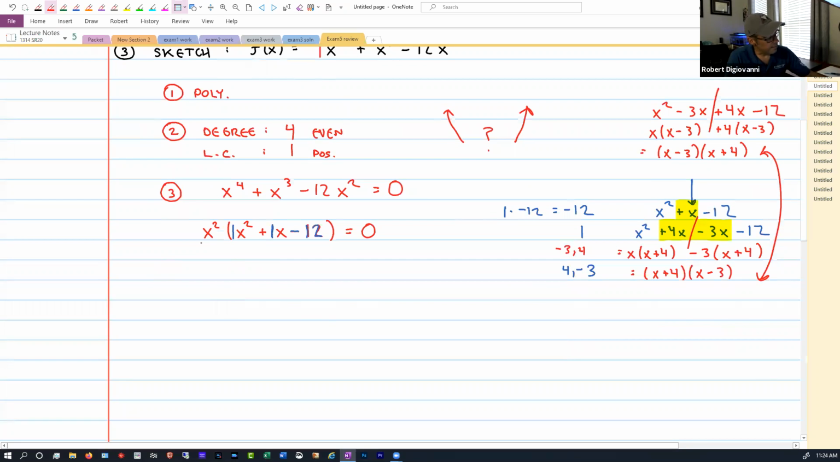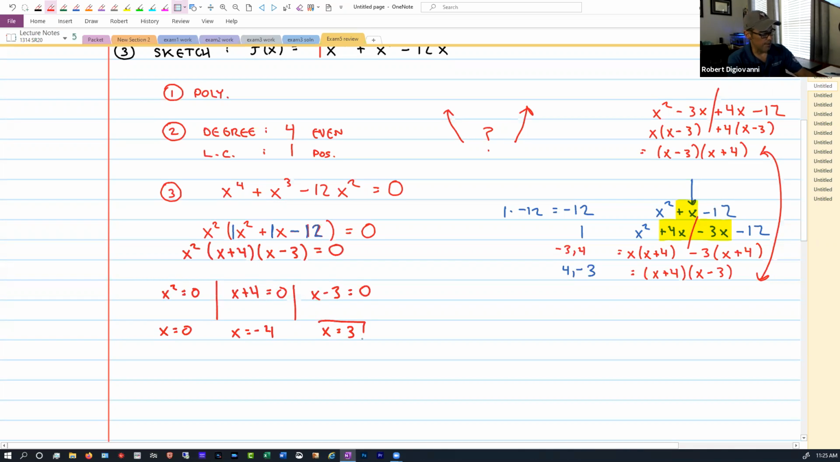Okay, so now what I do is I come back here, I've got x squared, and then those 3 terms become x plus 4, and then x minus 3, and then equals 0. So now it's factored. So now this looks more like the previous problems. So we set each of the factors equal to 0. And we get 0, we get -4, and we get +3. So we've got our 3 x-intercepts, and now it's just bounce or cross.